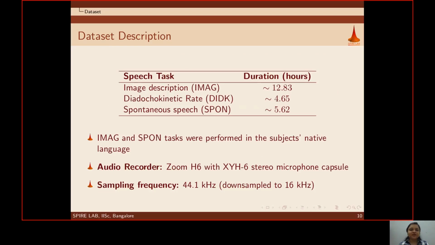We have used data for 3 different speech tasks: image description, diadochokinetic rate or DDK, and spontaneous speech. In image task, the subjects were asked to give brief descriptions of images shown to them. In DDK, the subjects had to utter a sequence of monosyllabic targets like pa, pataka, etc. in rapid succession. And lastly, in SPON, the subjects were asked to spontaneously talk about 2 events: a place that they have recently visited and a festival they celebrate, each for 1 minute. Image and SPON tasks were performed in the subject's native language.